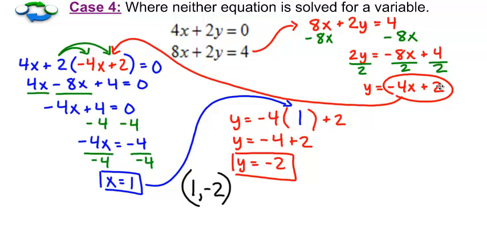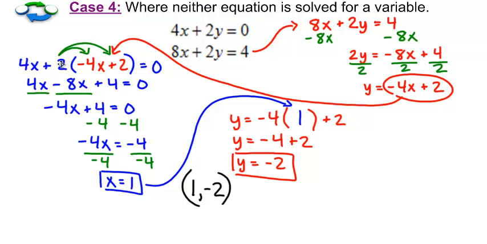Now we can go ahead and follow the same process that we followed in case 3. And we're going to plug this negative 4x plus 2 in where we see y in our top equation. Again, we substitute in with parentheses. So our top equation now reads 4x plus 2 parentheses negative 4x plus 2, close parentheses, equals 0.